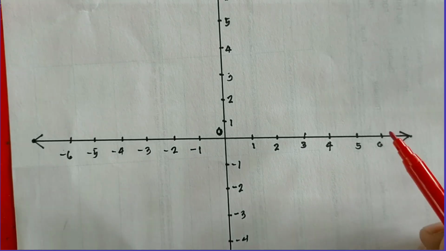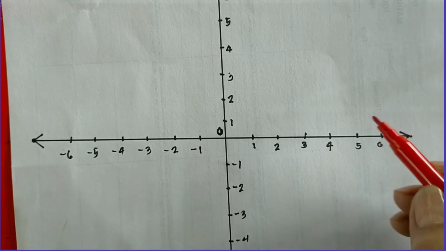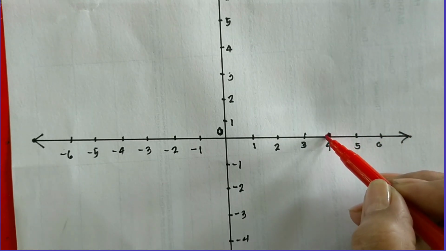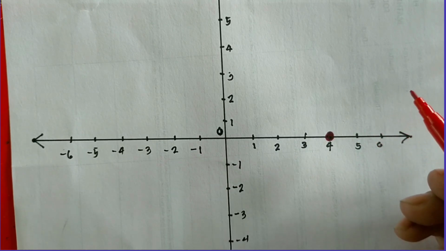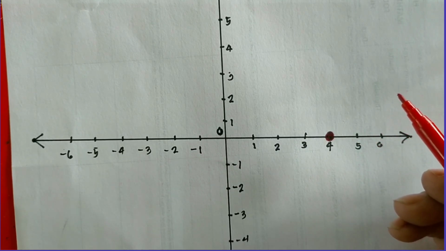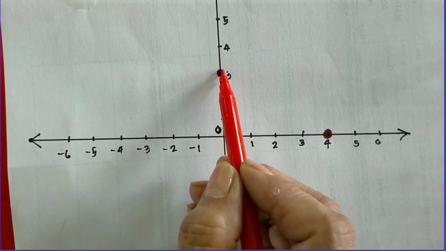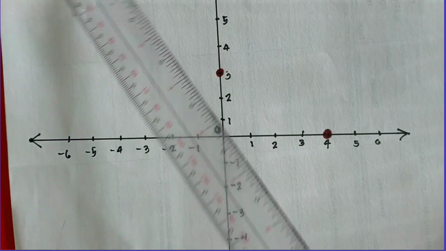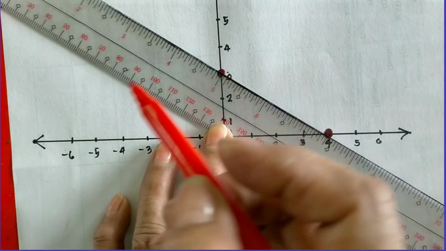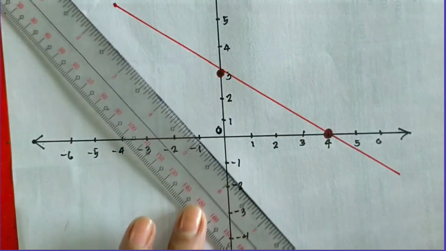So (4, 0) means 4 along the x-axis and 0 along the y-axis. So this is our x-intercept. Our y-intercept is at (0, positive 3). So this is our point, passing along the y-axis at positive 3. Then, connecting the points, we come up with our line. This is our line.